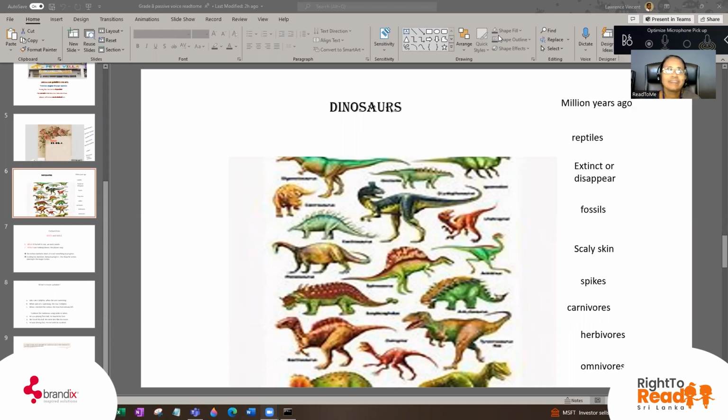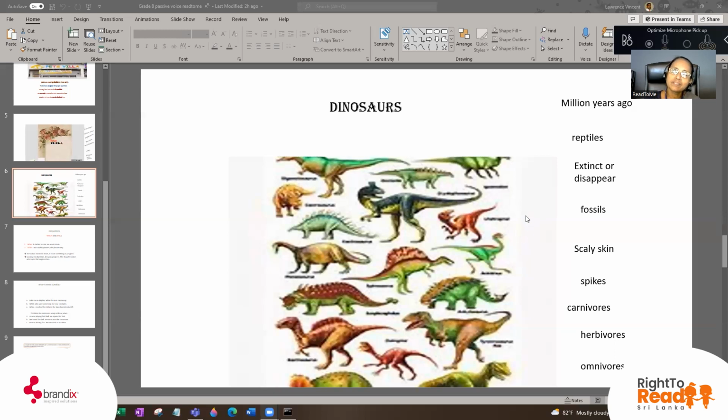Today, here's a picture of some animals. Surely we haven't seen these animals, but we know. What are they? What are these animals? Yes, they are dinosaurs. Though we haven't seen these animals, we know.